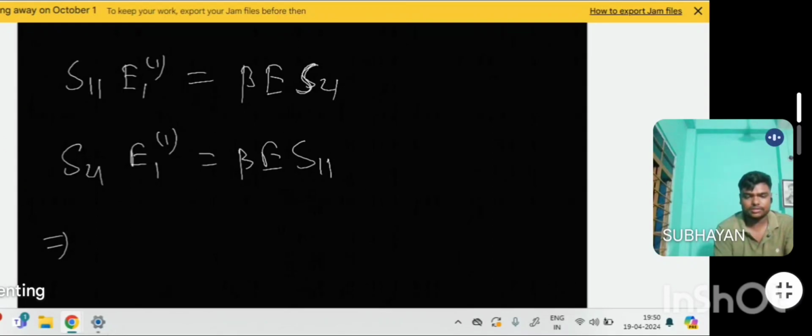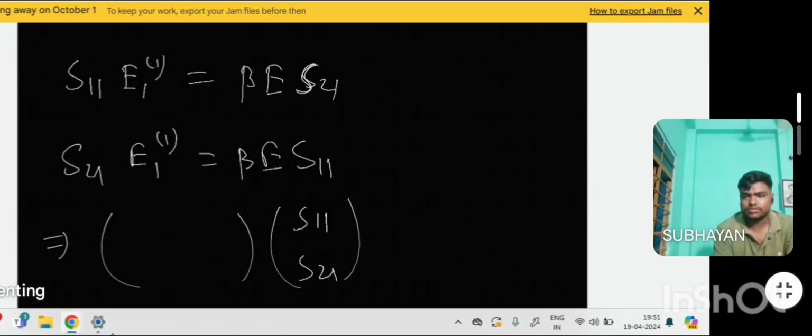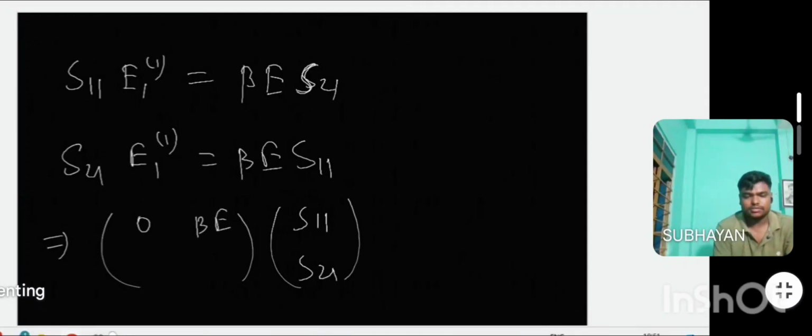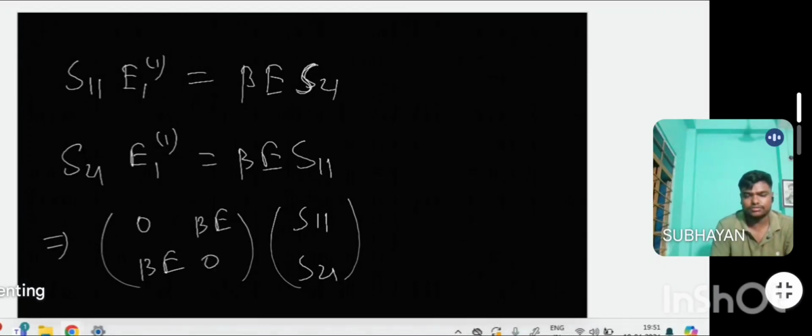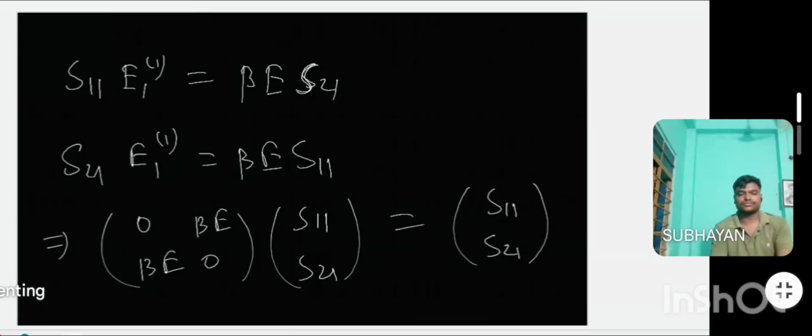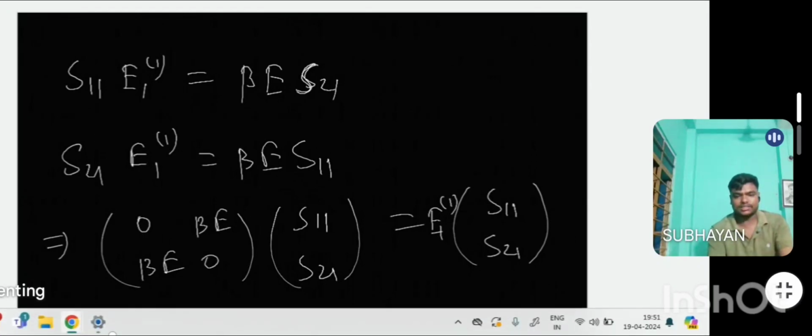you can write this one as, sorry, S11, S21 with 0, beta E, and beta E of 0 is equal to S11, S21 of E11. Okay, you can check this one because this is beta E S21 equal to E1 S11.